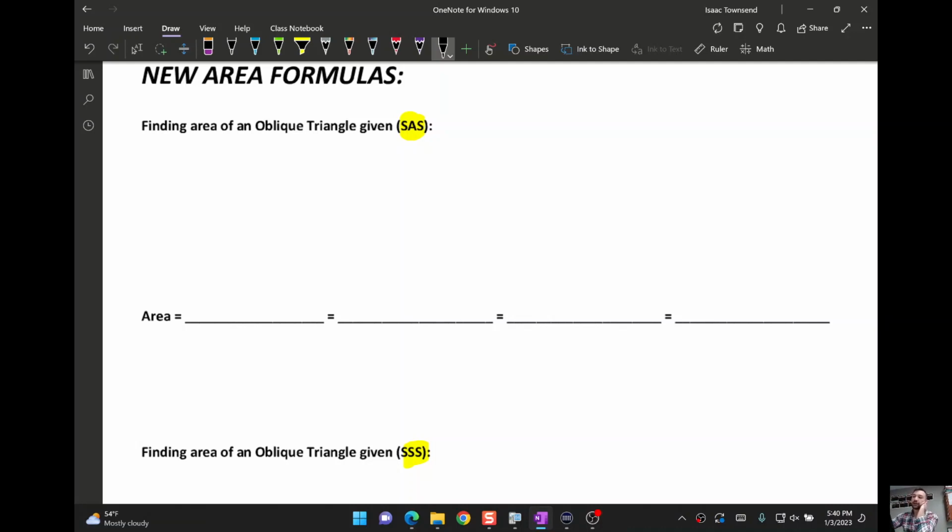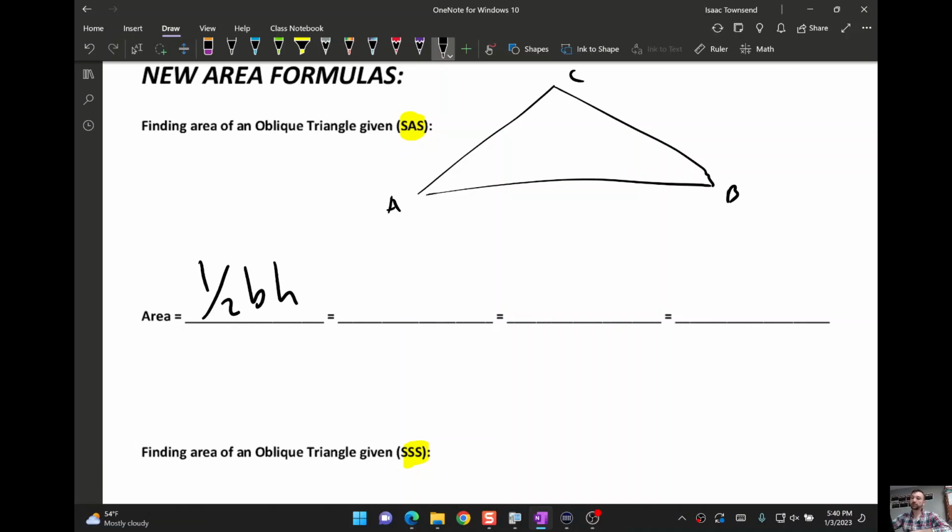So right now you should know that if you want the area of a triangle, probably the only one you've ever heard is 1/2 base times height, and that's still true.